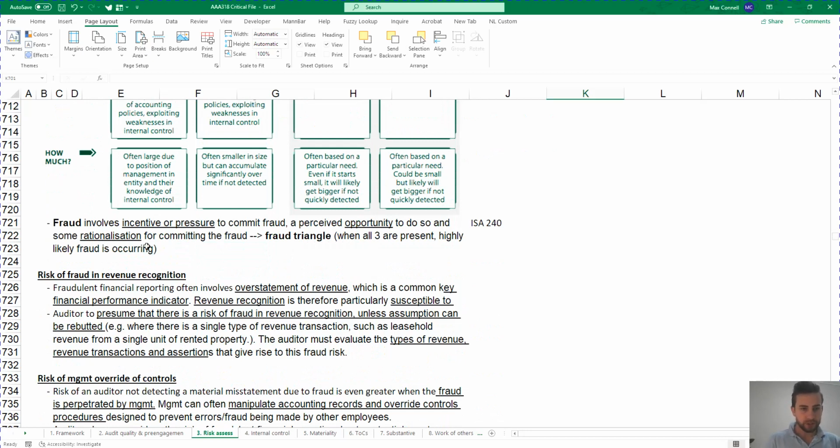So fraud usually involves incentive or a pressure to commit fraud, a perceived opportunity to do so, and some rationalization. So when you get all three, it's highly likely fraud is occurring. This is called the fraud triangle. It's comprised of 1, incentive or pressure, 2, opportunity, 3, rationalization.